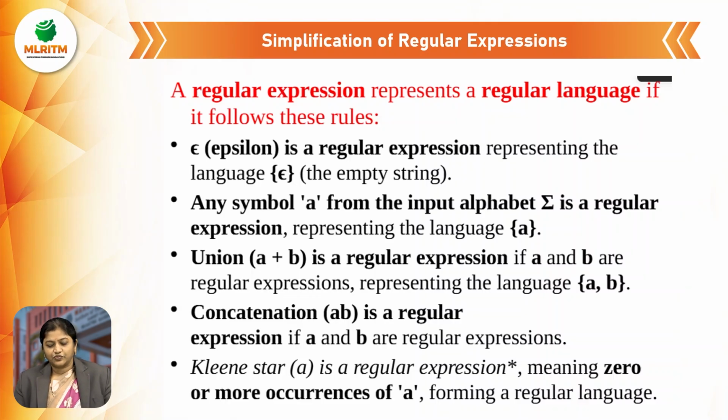Epsilon is a regular expression which represents the language containing epsilon. We need to represent it like this, epsilon. Any symbol A from the input alphabet, that is sigma, is a regular expression which represents the language A. Union, A plus B, is a regular expression if A and B are regular expressions representing the language A comma B. Next, concatenation. A dot B, that is AB, is a regular expression if A and B are regular expressions. Next, Kleene star, A star, is a regular expression, meaning zero or more occurrences of A, forming a regular language. So these are just representations.